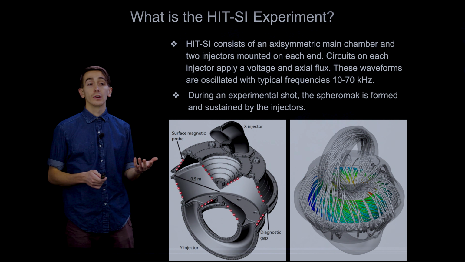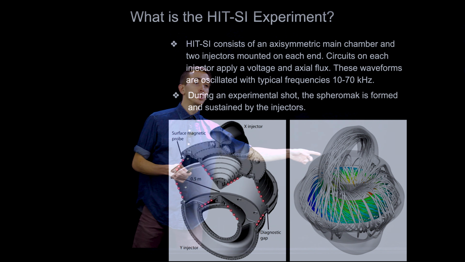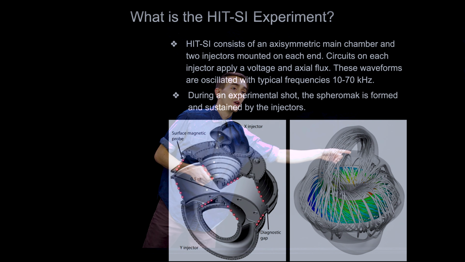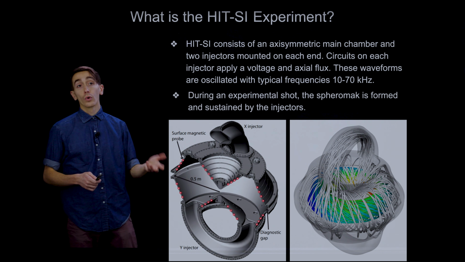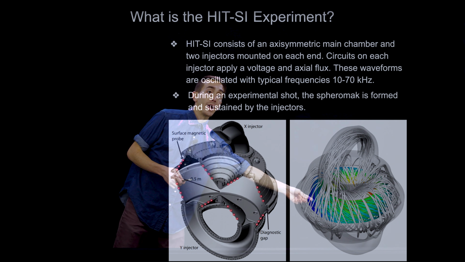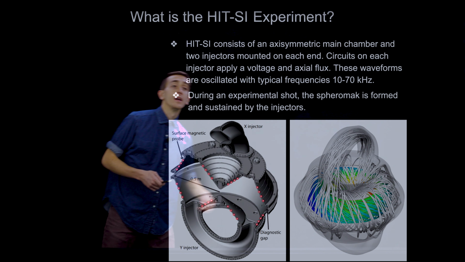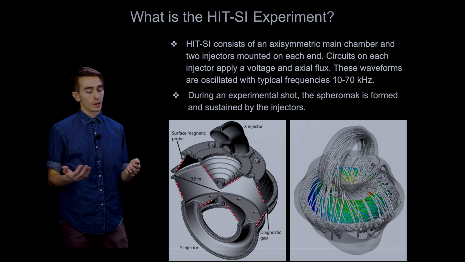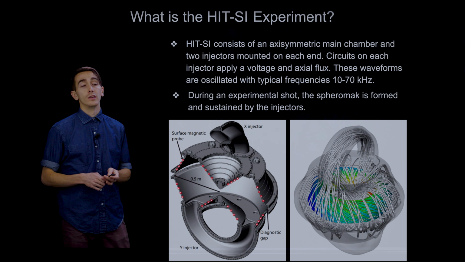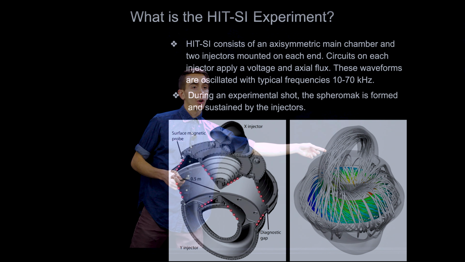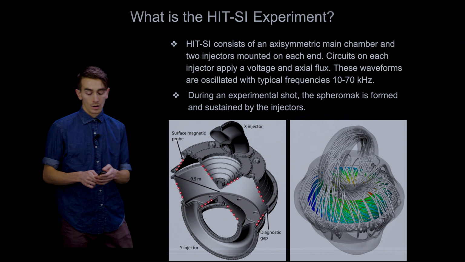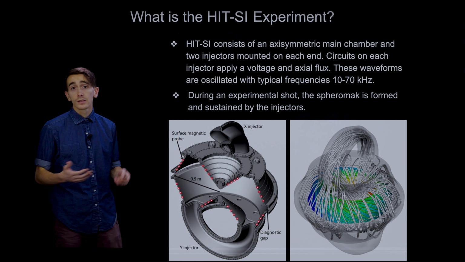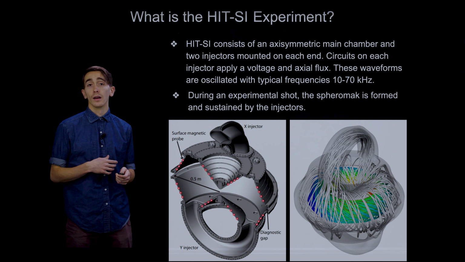And what happens during an experimental shot is we turn on the injectors. These injector fields turn on, enter the main volume, and self-organize into this spheromak plasma in rainbow. And then during the course of the discharge, the injector fields in gray sort of perturb and sustain this axisymmetric spheromak plasma. And that's sort of the basic physics of what's going on in the HIT-SI experiment.